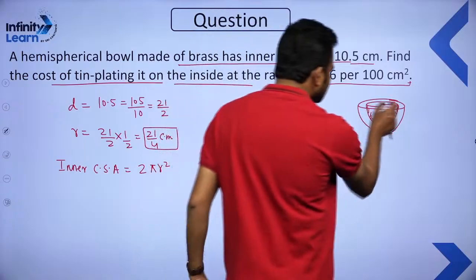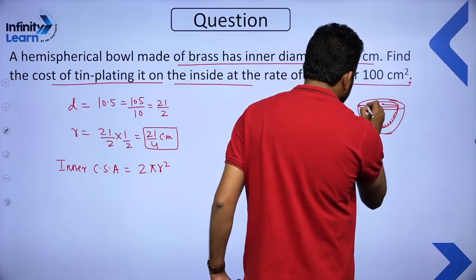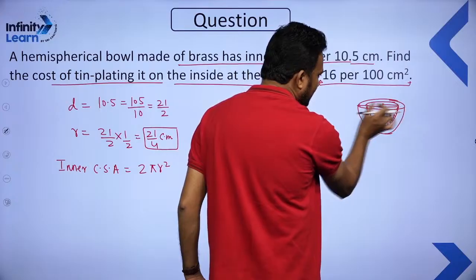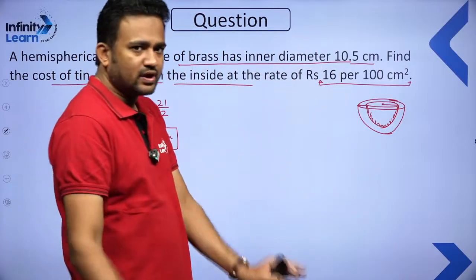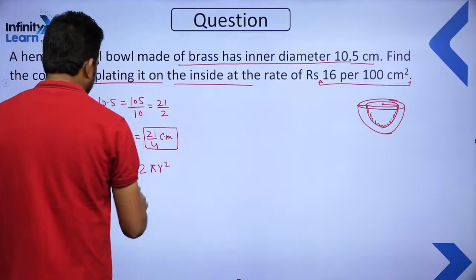If this is the inner radius and this is called the thickness, then if I add inner radius and thickness, we will get the outer radius. So everything will be mentioned. Yes. So 2 pi r square. Let us simplify this.